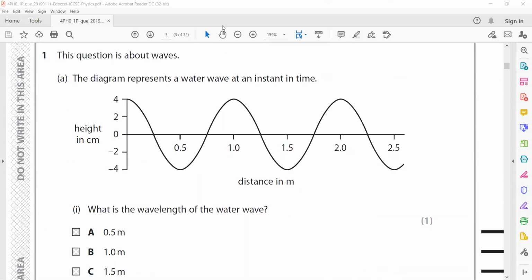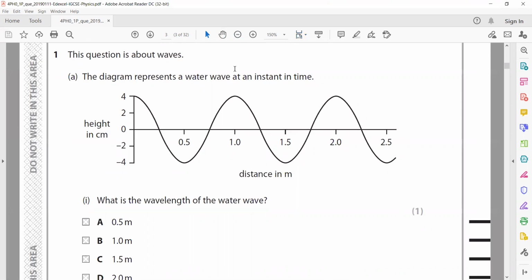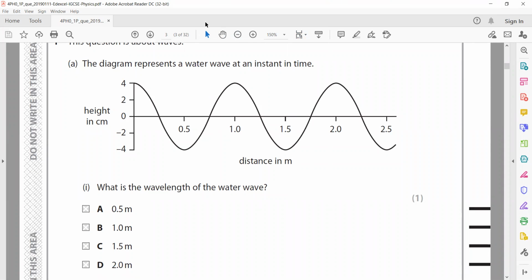So this question is about the wave. The diagrams represent water waves at an instant. What is a wavelength? Wavelength is the distance between two successive crests. We can take two successive crests, or two successive troughs, and measure the distance. If it starts at 0 and ends at 1, the wavelength is equal to 1 meter.